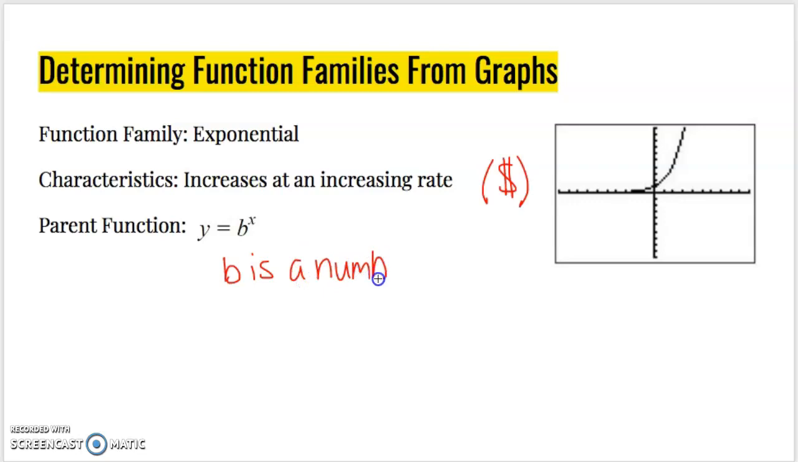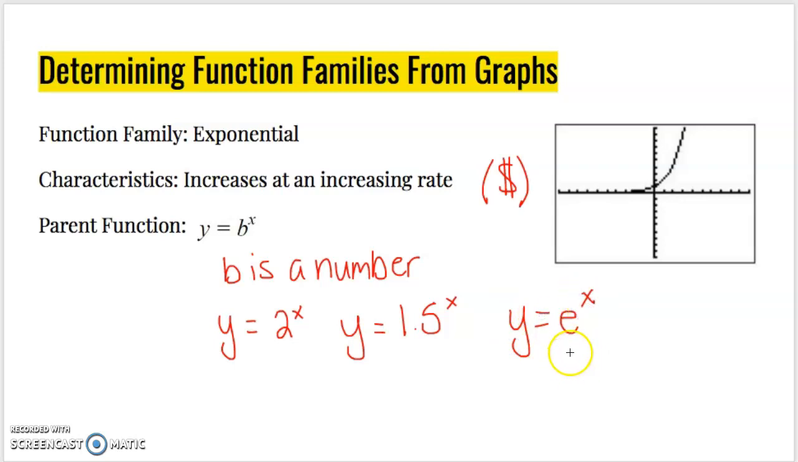So you could have, for example, y equals 2 to the x. You could have y equals 1.5 to the x. And then one you'll see a lot for true exponential growth would be y equals e to the x, where e is an important number called Euler's number that shows up a lot with interest rates and money and in other places in nature. And so these would all be examples of exponential equations, but you can just write this down as the most basic parent function.